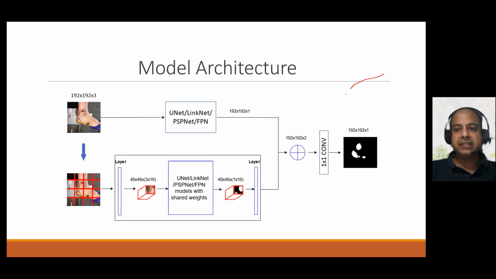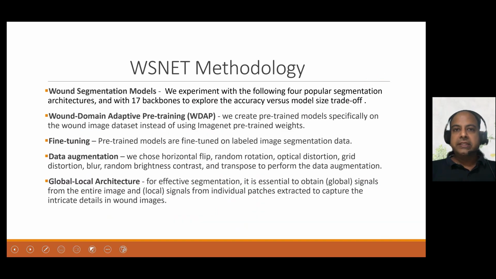Here is the model architecture. It's a global local architecture. There is a global way of processing, and then there is also another path, which is a local way of processing things. We believe that it is important to see the image both from a global perspective as well as a local perspective. Both of these pathways make use of popularly known segmentation architectures, and then we concatenate the global and the local path so as to finally obtain the overall segmented image.